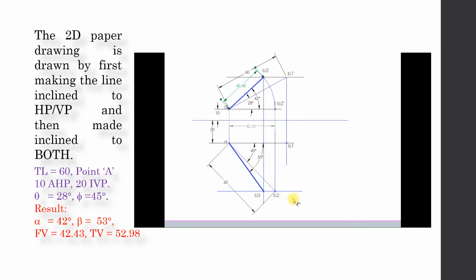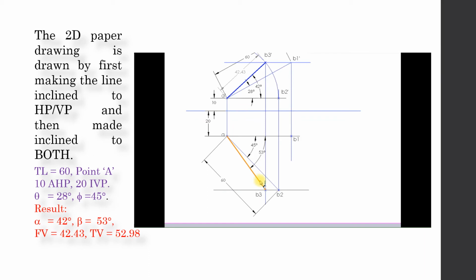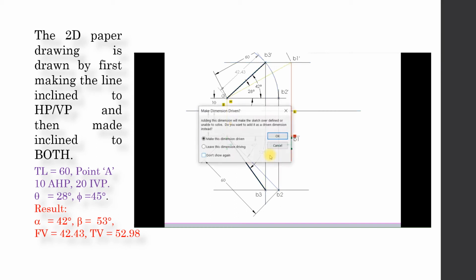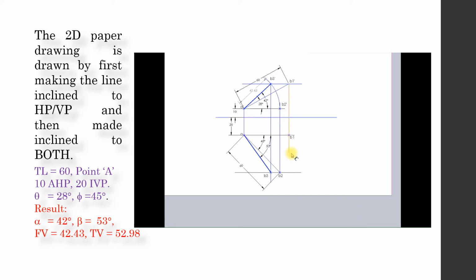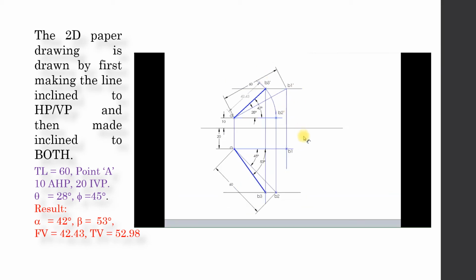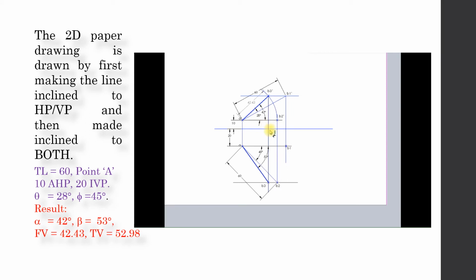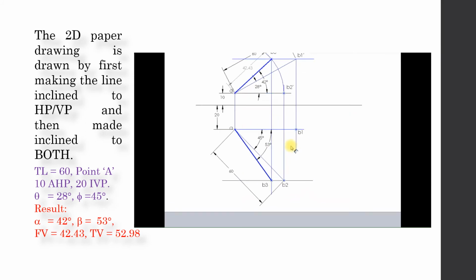A dash B2 dash is a line inclined to VP only, the corresponding projection in the front view. A dash B3 dash is a line inclined to both the planes, and its front view. Both front view magnitudes are the same. That's what we should deduce. This is the concept that will be used in solving lines inclined to both the planes.